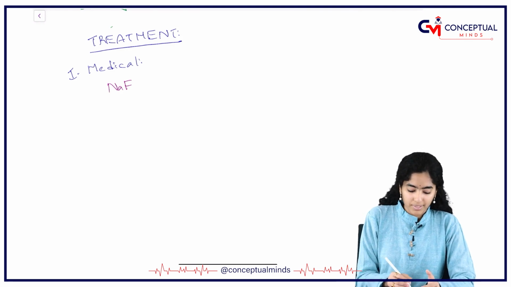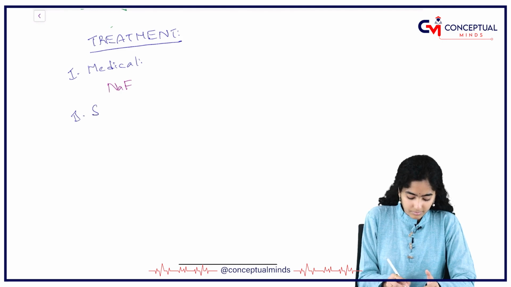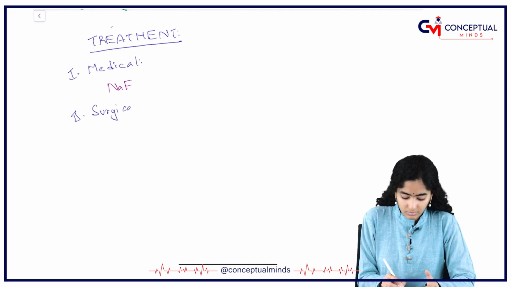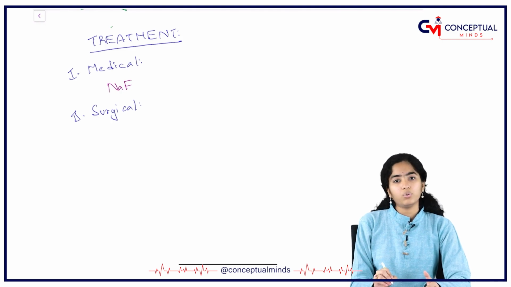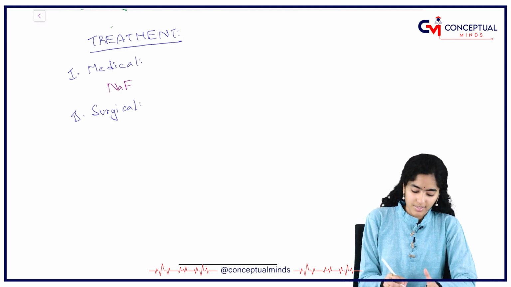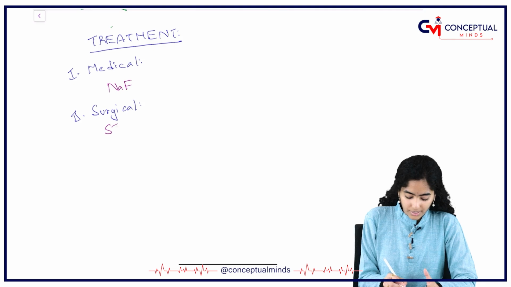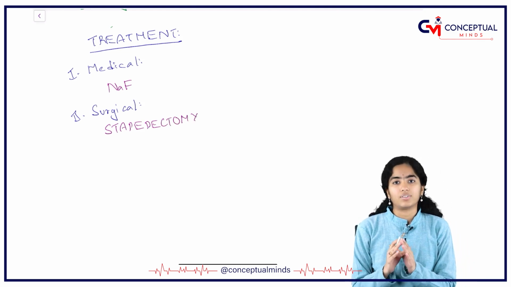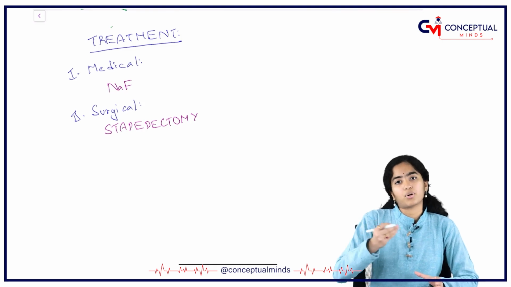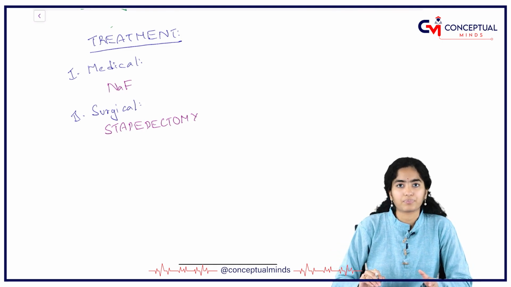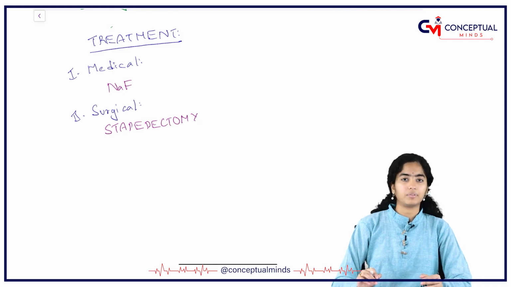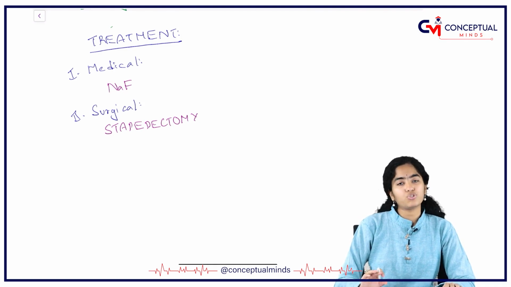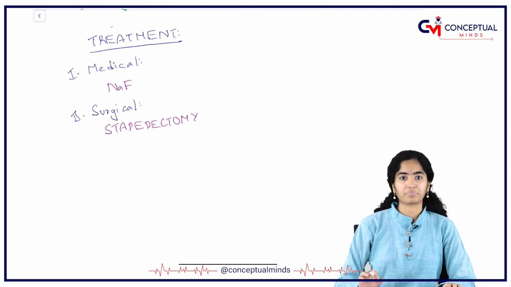And the final treatment is surgical. What do we do? Stapedectomy. Stapedectomy is the final treatment, that is removal of stapes. That entire diseased area is removed and a prosthetic is implanted there. That is stapedectomy. It is the final solution for otosclerosis.